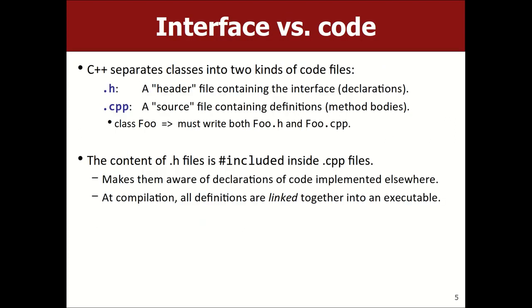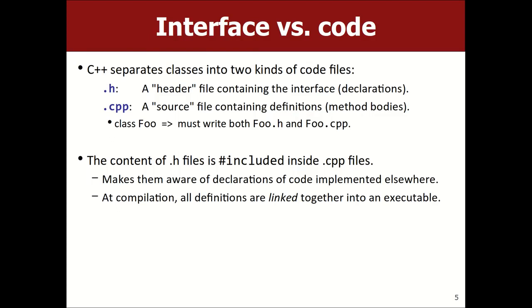So let's talk a little bit about how C++ does this stuff. In C++, when you write a class, you typically separate the class into two pieces. It's a little bit weird. Most languages don't do this. C++ does. You write a file called a header file, which has an extension .h, and you write a C++ file with the extension .cpp.